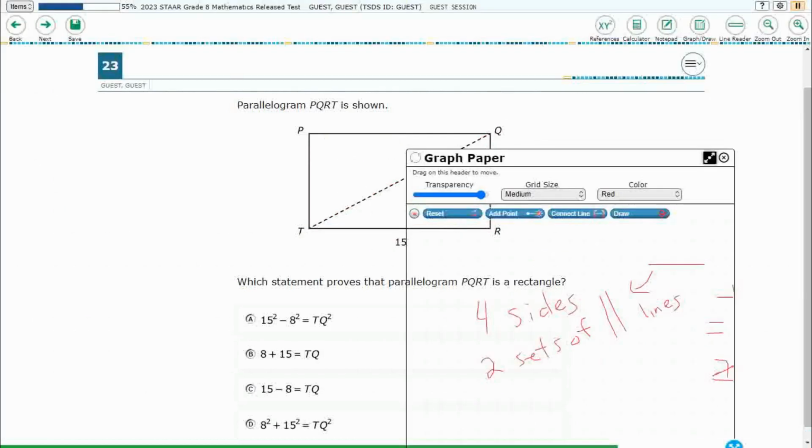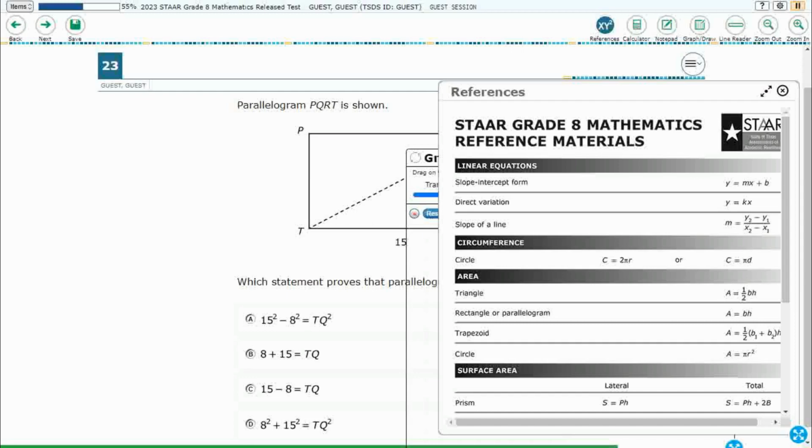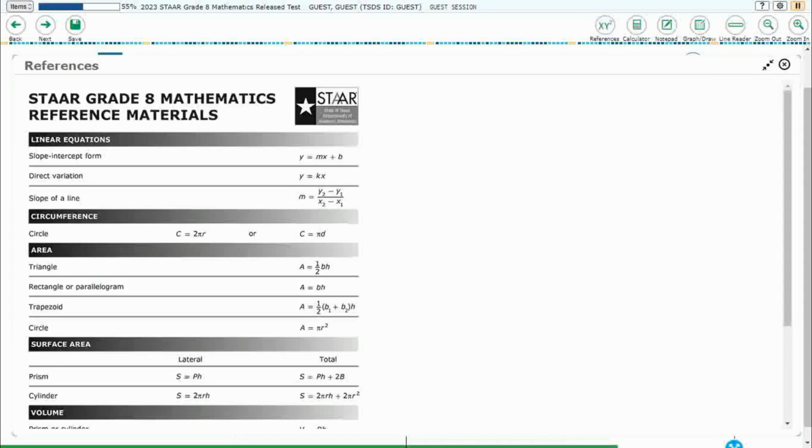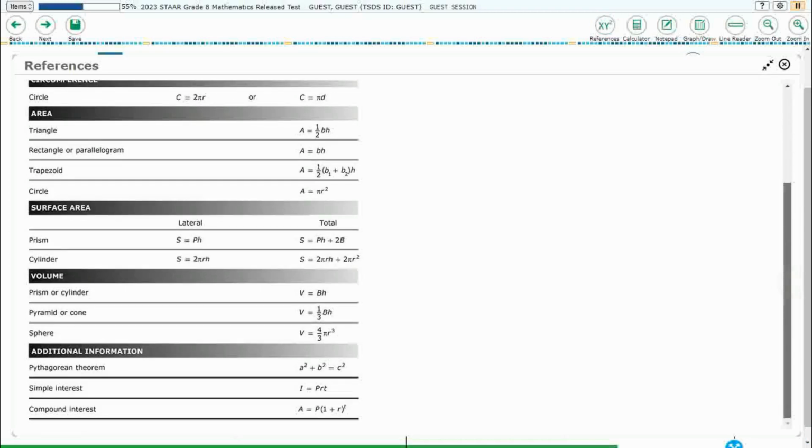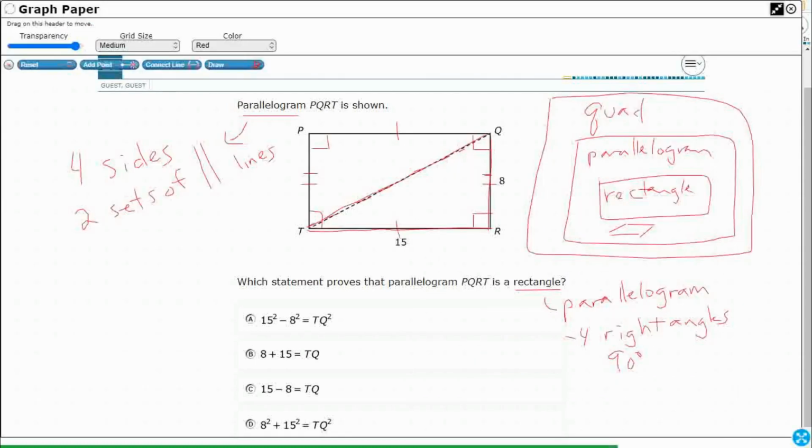Well, I'll open up my reference chart here. We do a lot of right triangles here. It's down at the very bottom, that additional information: a squared plus b squared equals c squared. That's the Pythagorean Theorem. It doesn't necessarily say right triangle, but that's what we do in 8th grade, we mess around with the Pythagorean Theorem. And so what that means is a squared plus b squared equals c squared, right? These are the two legs of the right triangle, and this c squared is your hypotenuse.